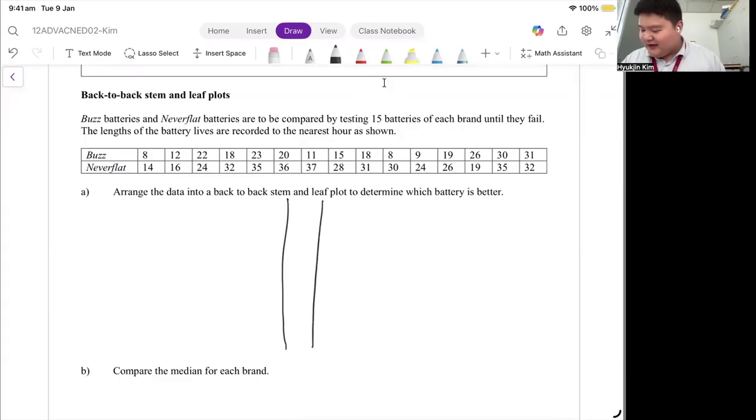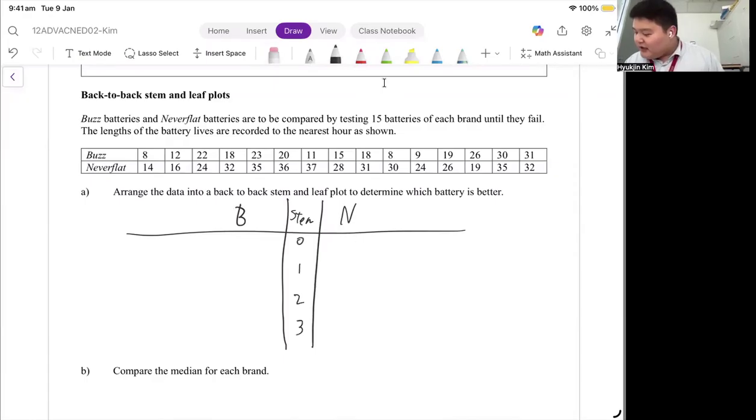So this is our stem. And then these are our leaves. Let's do Never Flat here, and let's do Buzz here. 0, 1, 2, 3. And it seems the 30 is the highest we can get. Now, Buzz, the lowest one-digit number is 8, 8, and then 9.